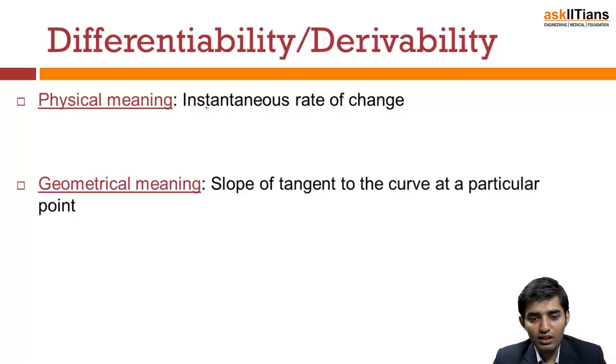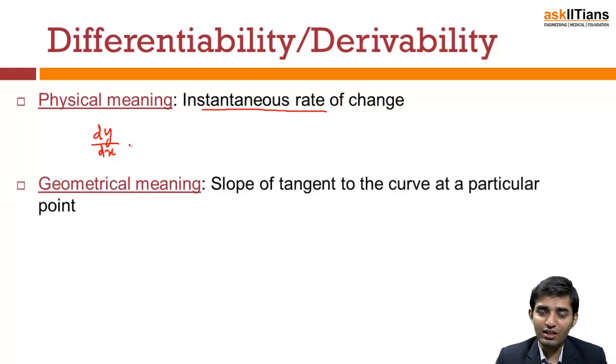Now instantaneous rate of change means, what is differentiation? Basically, differentiation is dy by dx, right? So dy by dx is nothing but instantaneous rate of change of y with respect to x. So at what rate y is changing, right? So change in y with respect to change in x. This is dy by dx. So physical meaning is instantaneous rate of change. At that particular instant, what is the rate of change of y with respect to x? That is given by dy by dx.